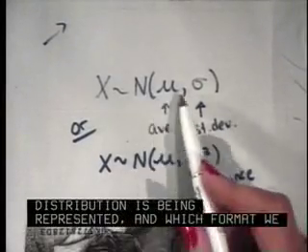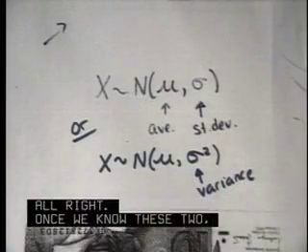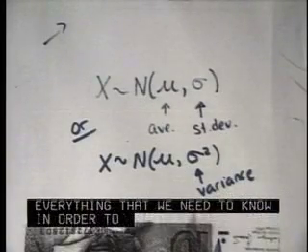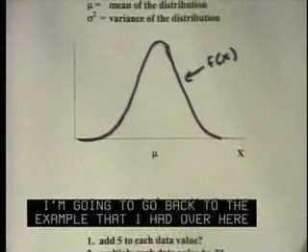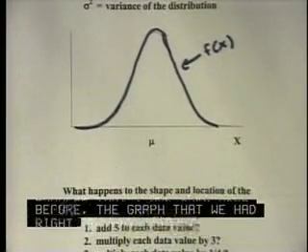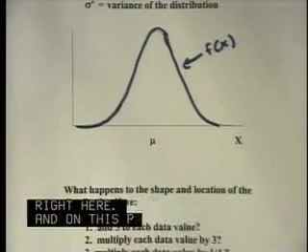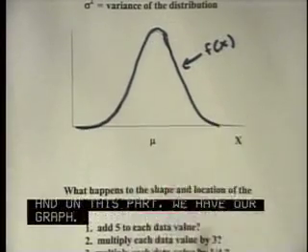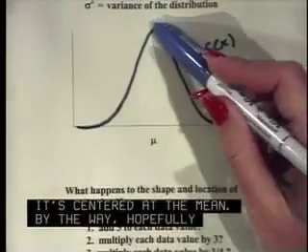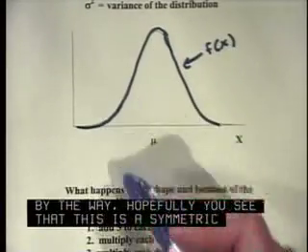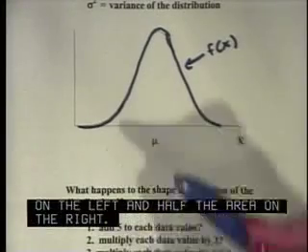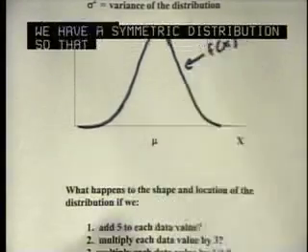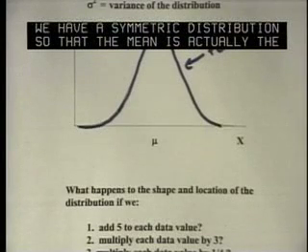All right, once we know these two, we know everything that we need to know in order to find areas and to find probabilities. I'm going to go back to the example that I had over here before, the graph that we had right here. We have our graph, and it's centered at the mean. By the way, hopefully you see that this is a symmetric distribution with half the area on the left and half the area on the right, so that the mean is actually the 50th percentile, or the median.